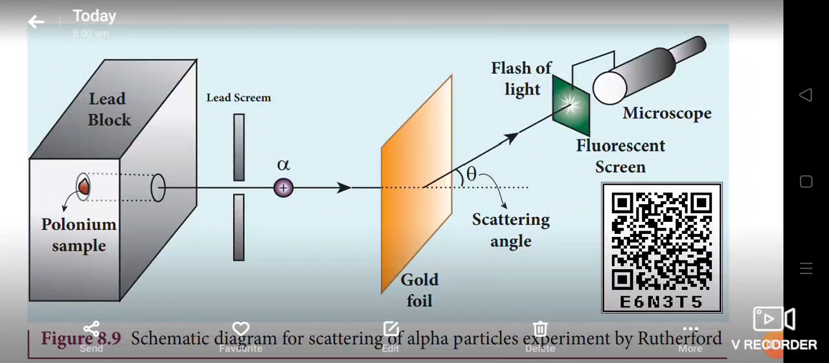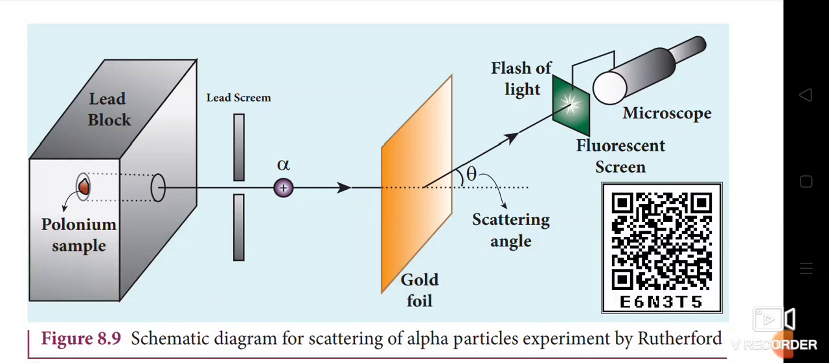Students, today we are going to see about the Rutherford alpha particle scattering experiment. Rutherford and his associates studied the scattering of the alpha particle by a thin gold foil in order to investigate the structure of the atom.